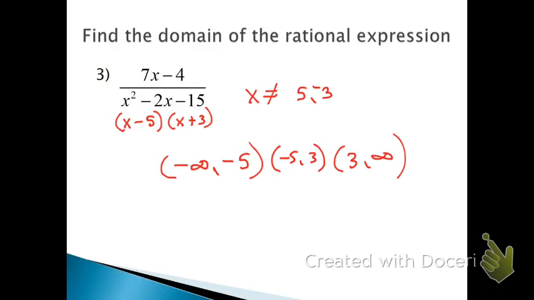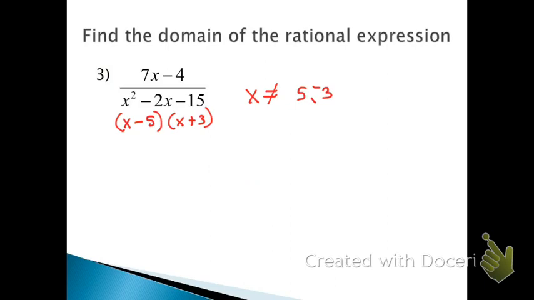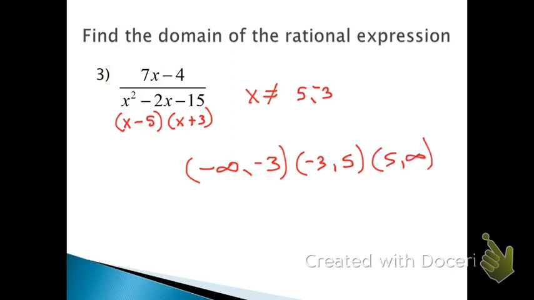So let's erase all this. Erase all that garbage. All right, here we go. Let's try it again. From negative infinity to negative 3, from negative 3 to 5, and from 5 to infinity. How about that? Is that better? It'd be a lot easier to just say all x values except negative 3 and 5. Would you agree? Okay.